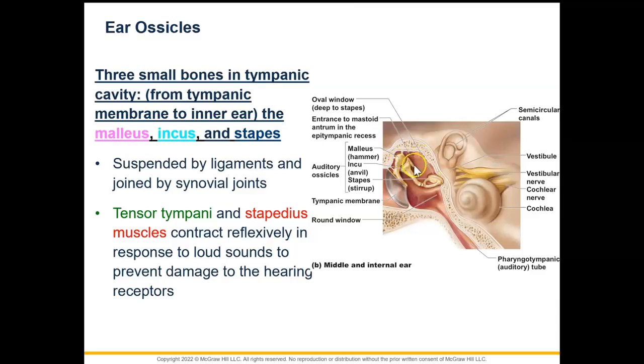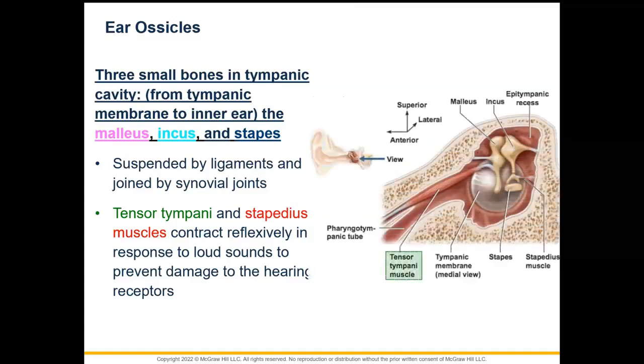Now for our actual ear ossicles, or the three small bones here in the middle ear. First, by the tympanic membrane, we have the malleus, which is also known as the hammer. We have the incus, also known as the anvil, and the stapes, also known as the stirrup. These are suspended by ligaments and joined by synovial joints. We have the tensor tympani muscle over here, as well as the stapedius muscle that can contract reflexively in response to loud sounds to help prevent any damage to our hearing receptors.